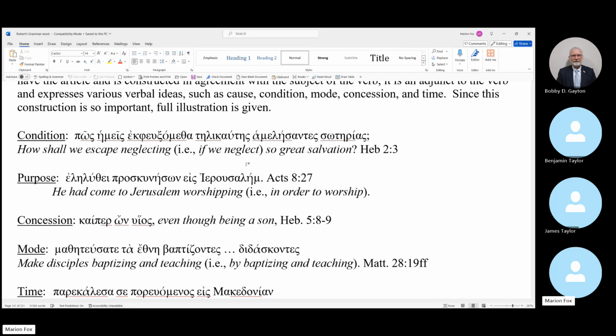It also can express purpose. So it may express purpose. All right. And so, eleluthei proskunesai eis Ierousalem. So he had come to Jerusalem worshiping. He had come, as your verb. And what tense verb is that? Someone help me out there. That is a perfect tense. He had come.